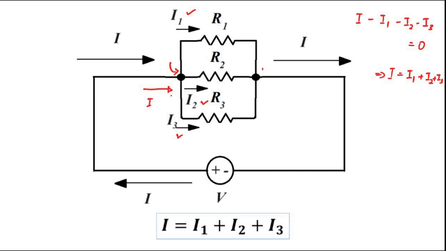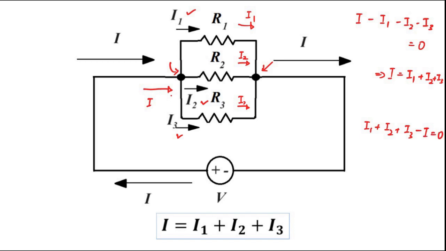Again at this node, the currents that are entering the node are I1, I2 and I3, and the current that is exiting is I. So again I pick currents that are entering the node as positive, so it is I1 plus I2 plus I3. Current exiting the node, capital I only, minus I, that is equal to 0.